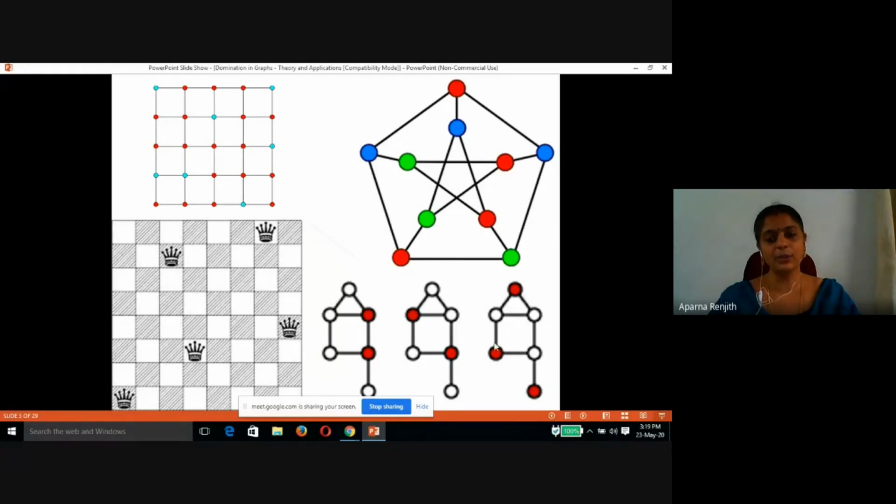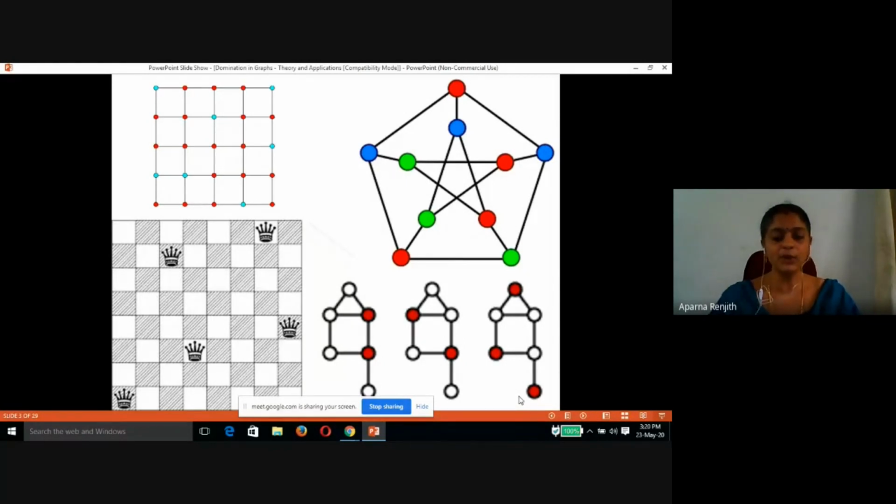Similarly, if I remove this vertex, all other vertices are dominated, but this vertex itself cannot be dominated by any other vertices. So if we remove this vertex, that won't be a dominating set. A similar thing happens for this red vertex also. If this red vertex is not included, then the remaining two red vertices can dominate the remaining white vertices, but not this one. So these three vertices form a minimal dominating set.